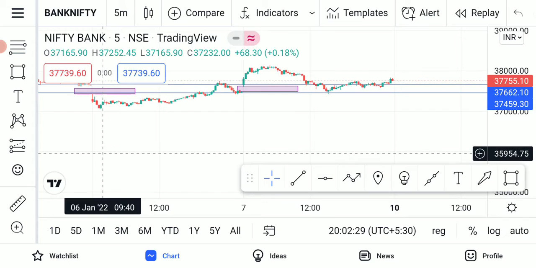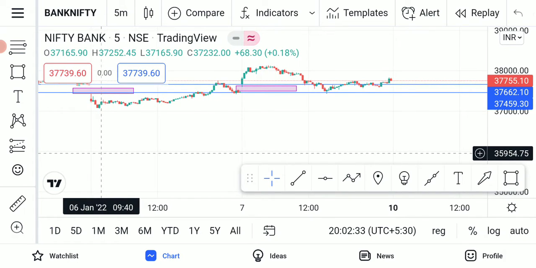Like this, the two-day session was very interesting. The market opened at 9:15, and within three hours it just filled the gap. This is a good opportunity.